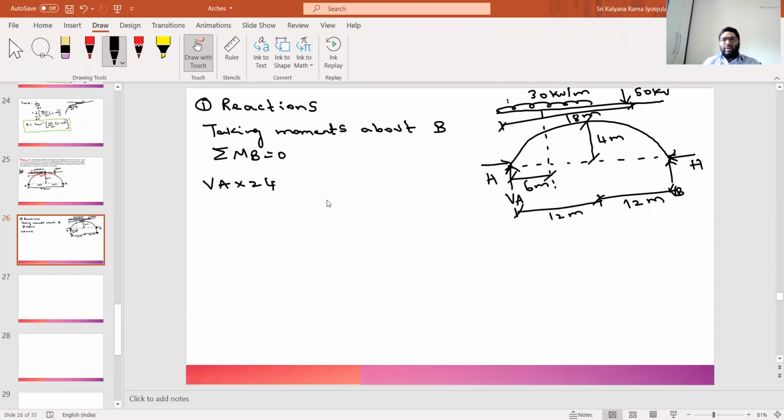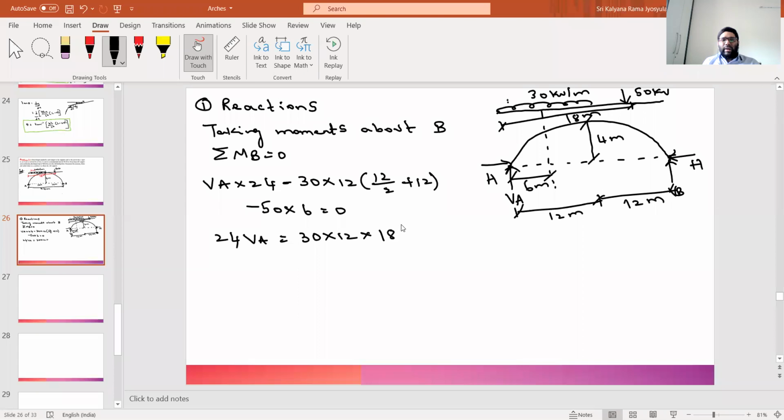VA into 24 minus UDL, 30 into 12 into 12 by 2 plus 12, isn't it? See here, 30 into this distance is 12, W into L by 2. But where are we taking the moment? At point B. So another 12, minus 50 into 6 is equal to 0. So 24 VA is equal to 30 into 12 into 18 plus 300.